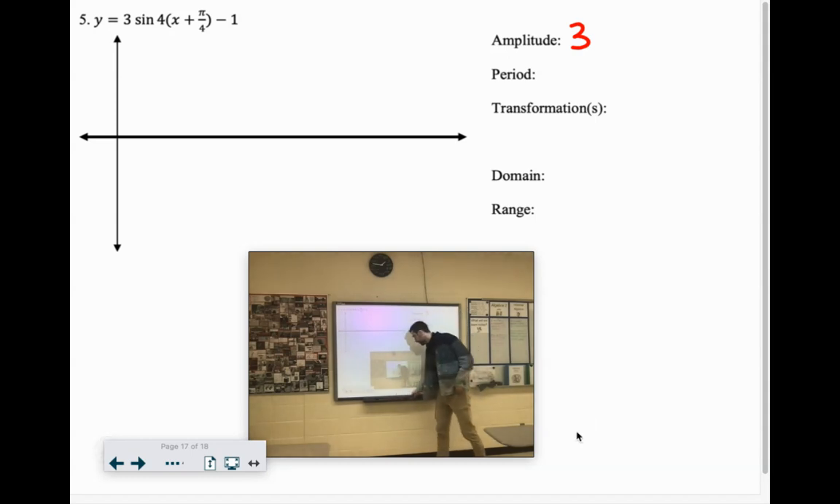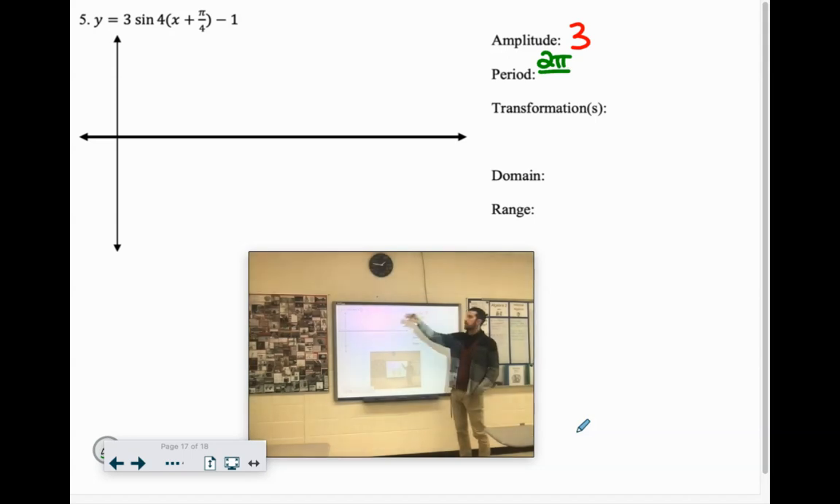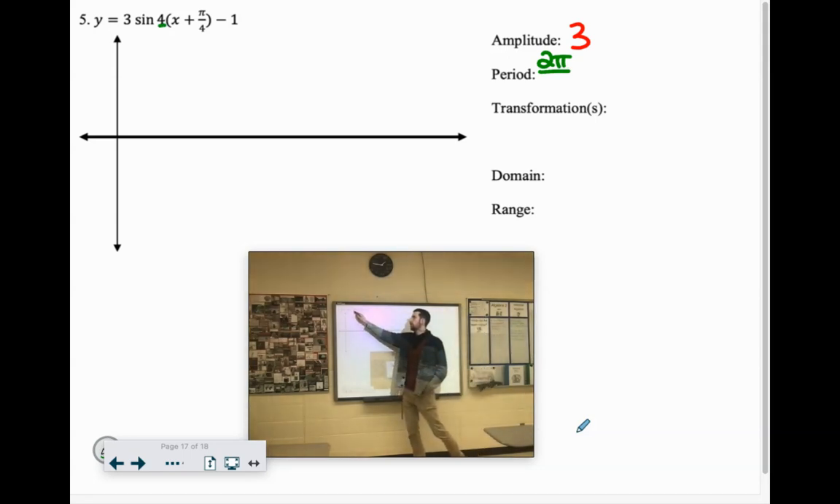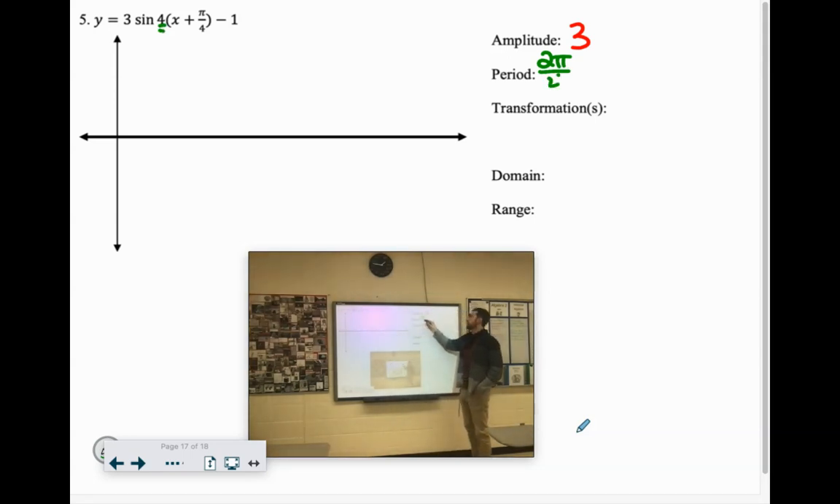Our period, we have to do 2 pi divided by b, and our b in this case is the 4. So 2 pi over 4 reduces to 1/2 pi. So this cycle is going to repeat every half of pi. Holy cow.